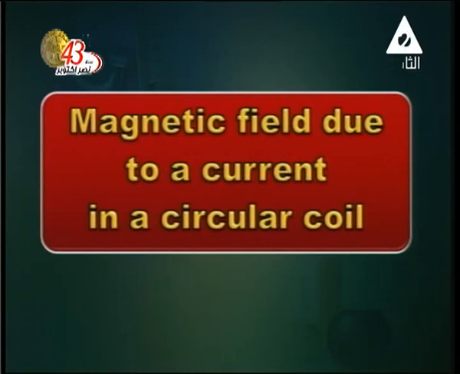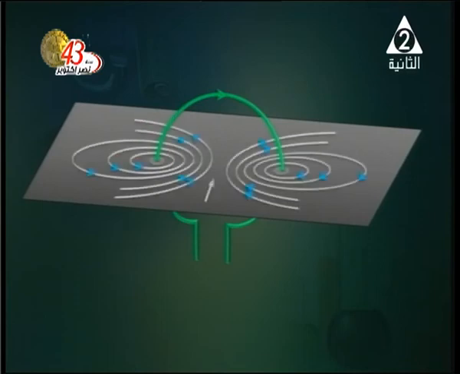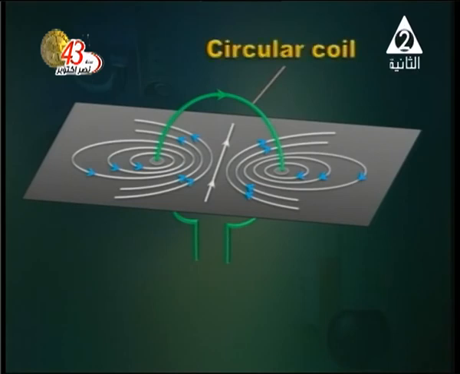And now talking about magnetic field due to a current in a circular coil. Due to a current carrying circular coil. Okay, shown in front of you now, circular coil. The current flows in a clockwise direction. Observe the field. It is uniform at the center of the circular coil. So we've got a circular coil that carries an electric current.